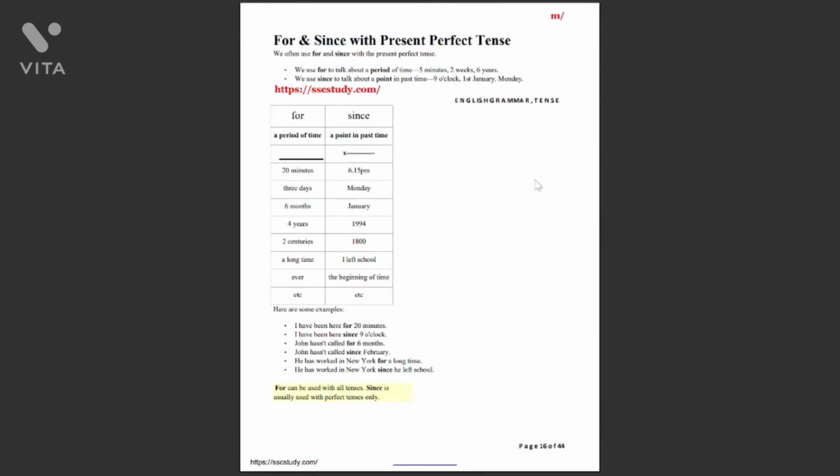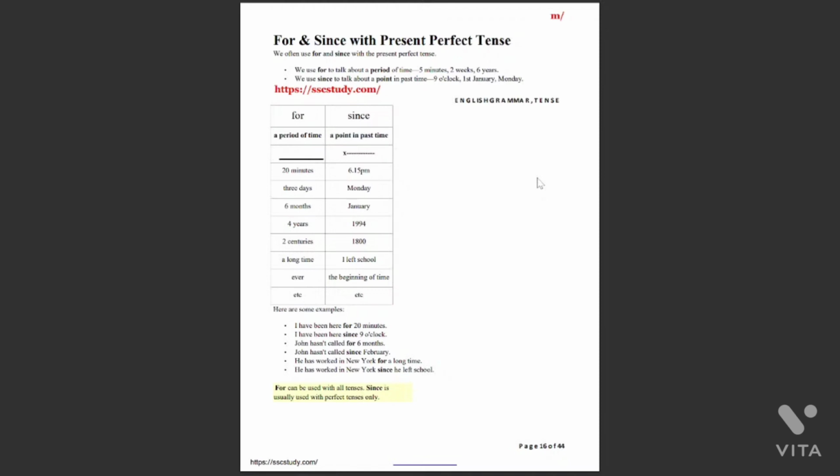Next, for and since with the present perfect tense. We often use for and since with the present perfect tense. We use for to talk about periods of time, like 5 minutes, 2 weeks, 6 weeks. We use since to talk about a point in past time, like 9 o'clock, 1st of January, Monday. So for is for a period of time, and since is a point in past time. We have a few examples here.